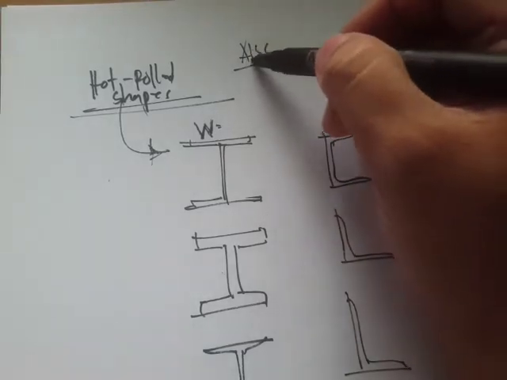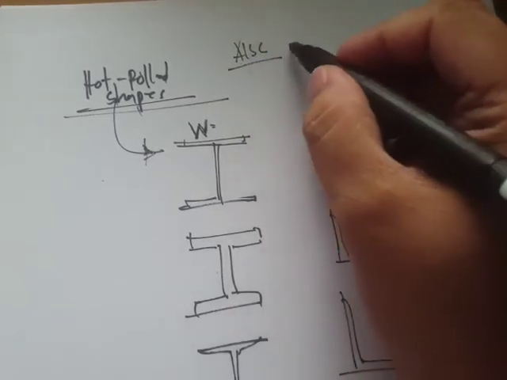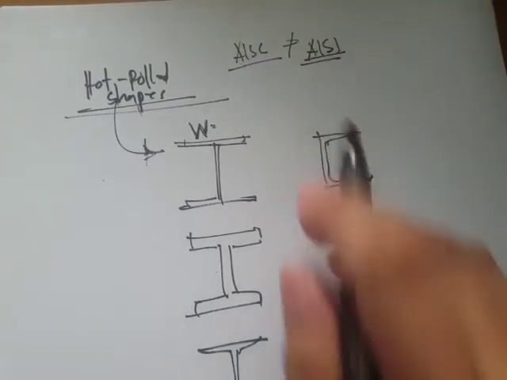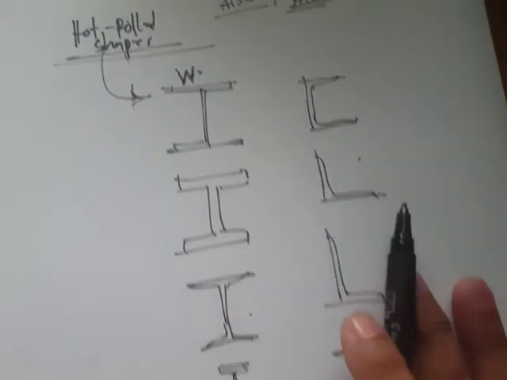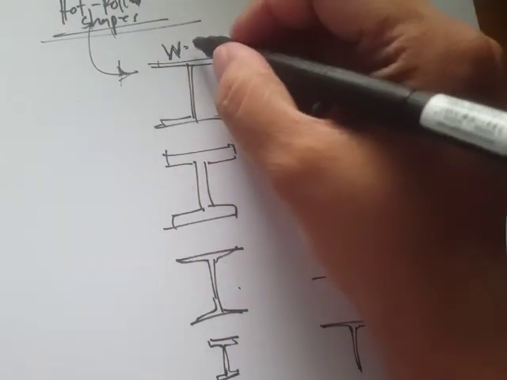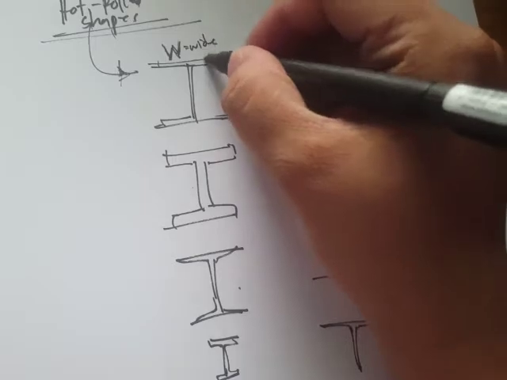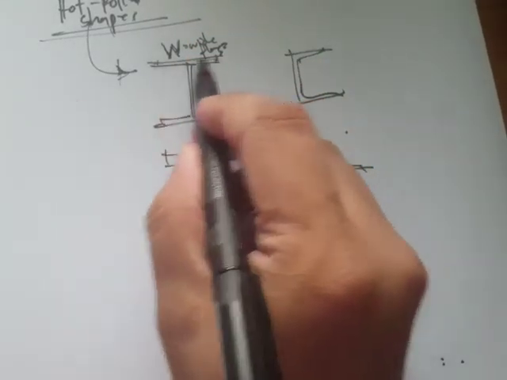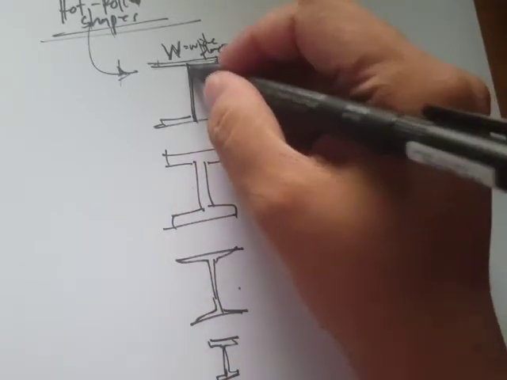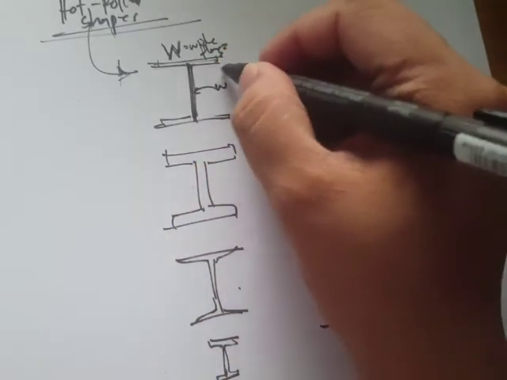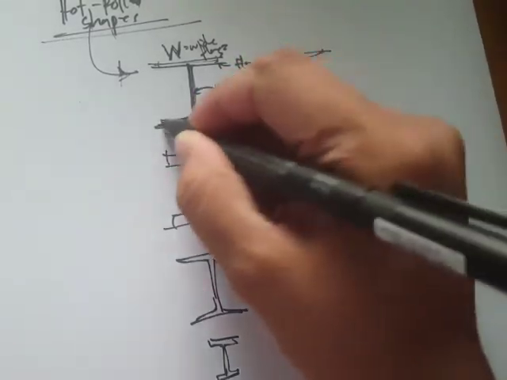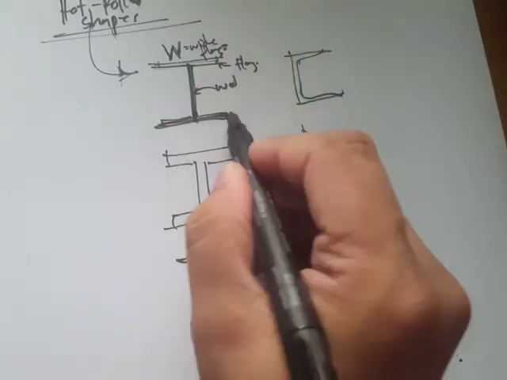Okay, so this is the American Institute for Steel Construction. So that is different from AISI that we earlier mentioned. Okay, so we have this W shape that stands for wide flange. Basically this is the flange and this is the web. So this is the web, this is the flange, and we have a parallel thickness here.